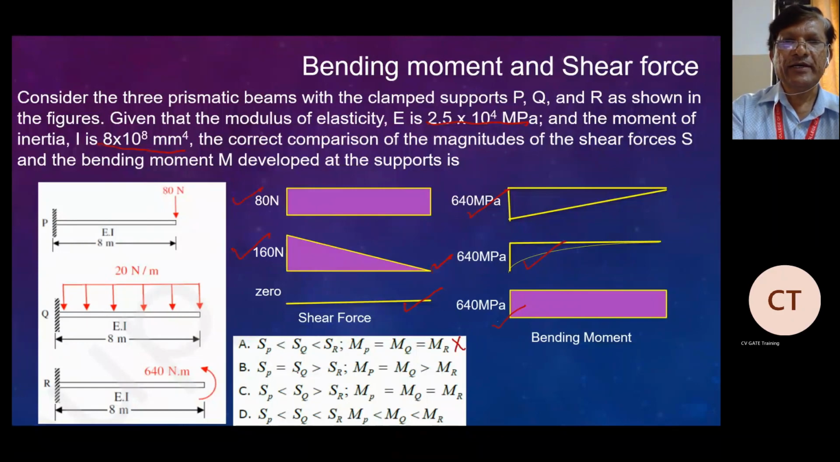The next option says the shear force at P is equal to Q. No, that is not correct. The shear force at P is less than Q but greater than R. That is the first condition. Okay.